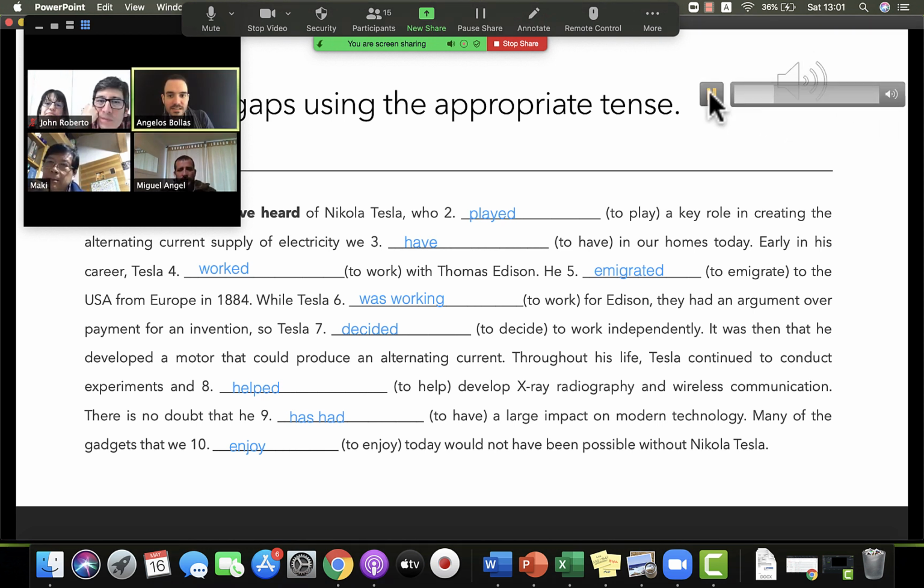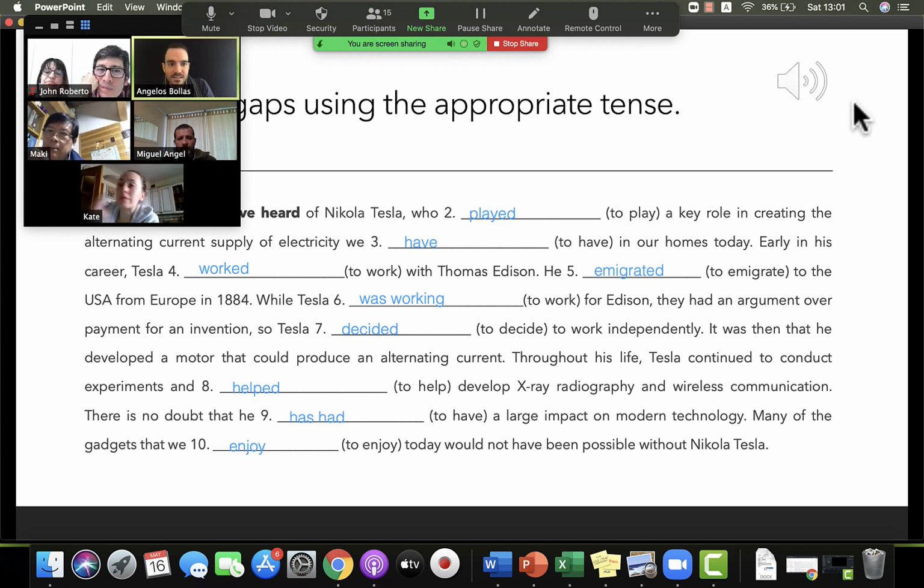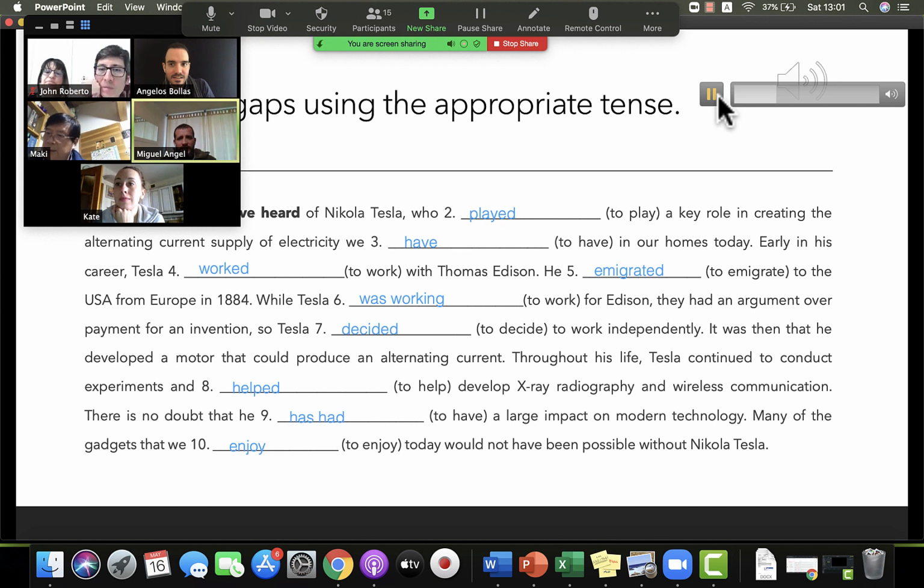Early in his career, Tesla worked with Thomas Edison. He had emigrated to the US.